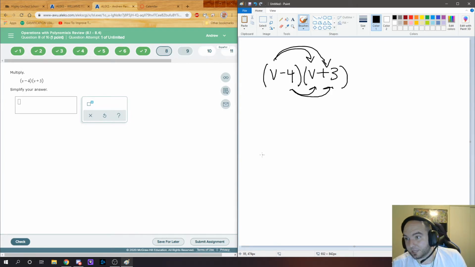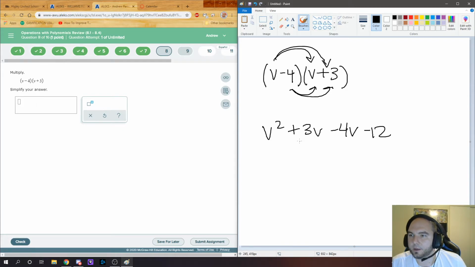Because I saw the next problem was the same thing, here I'll foil. So v times v, v squared, v times 3, 3v, negative 4 times v, negative 4v, negative 4 times positive 3, negative 12. You got like terms in the middle, so I get v squared. These guys, 3 minus 4 is negative 1, so I'll write negative v. You should not write negative 1v.